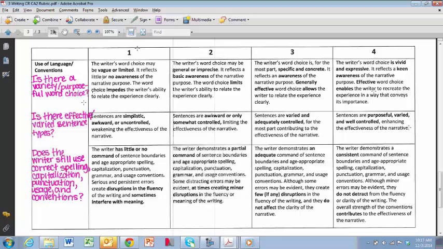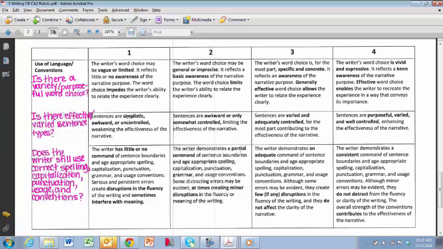For the second indicator for this strand, it has to do with sentence types. If the sentences are uncontrolled or they're really awkward or there's random periods, that would be a 1 for this one. Awkward sentences would get a 2, varied would get a 3, and then very purposeful, varied, well-controlled sentences get a 4.